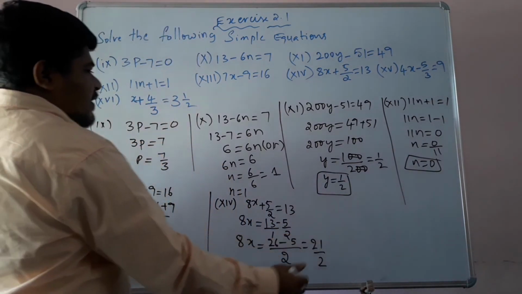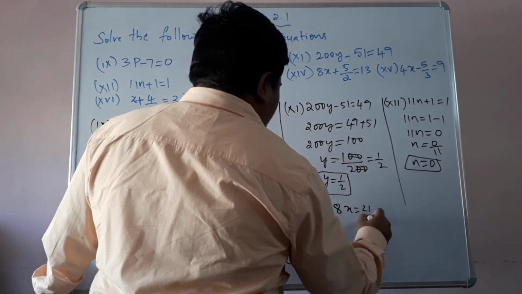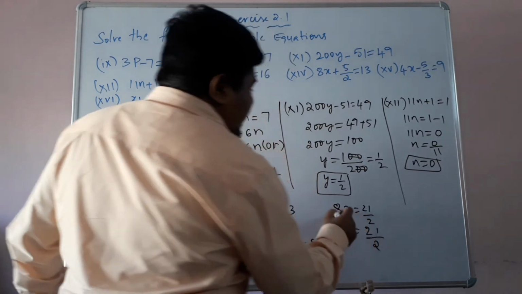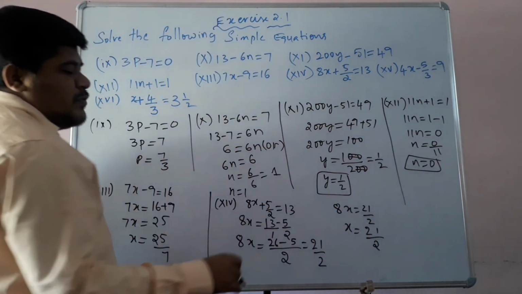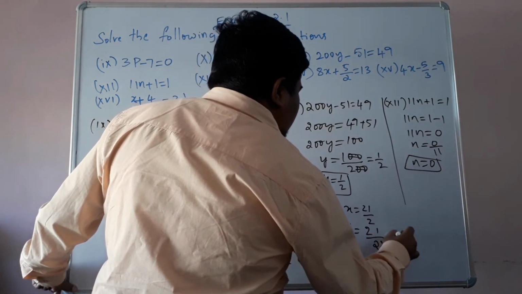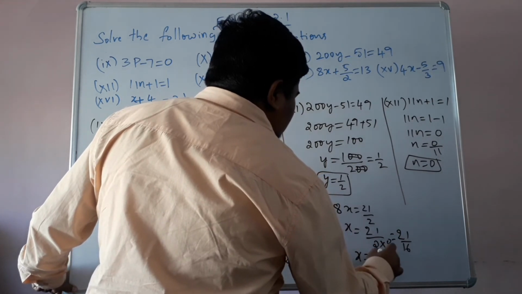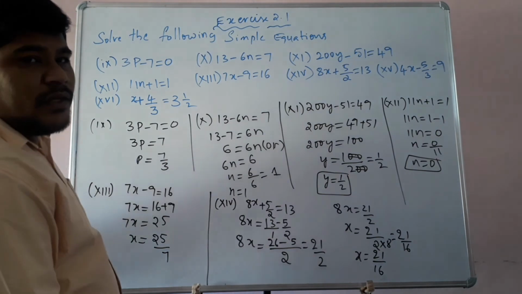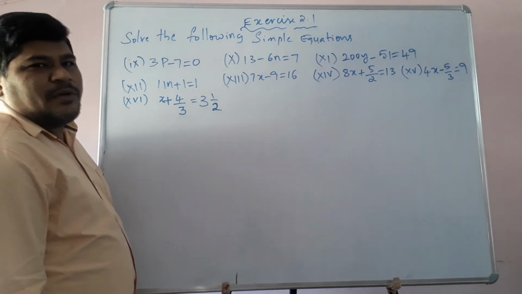8x is equal to 21 by 2. Now, children, if 8x is equal to 21 by 2, what is x equal to? This 8 becomes divided by 8. Already by 2 is there, children. After transposing, you get 21 by 2 into 8. So that is equal to 21 by 16. Therefore, children, here x is equal to 21 by 16 is the solution. Okay. Now let's see the next problem. Children, let's see problem number 15.